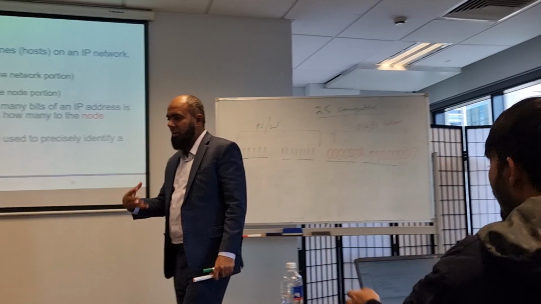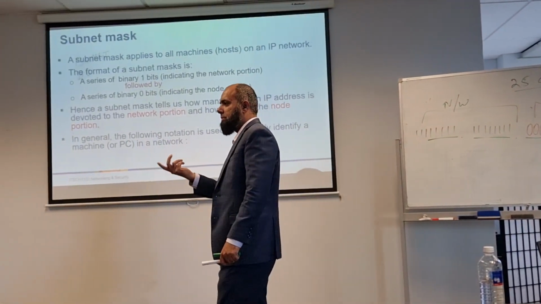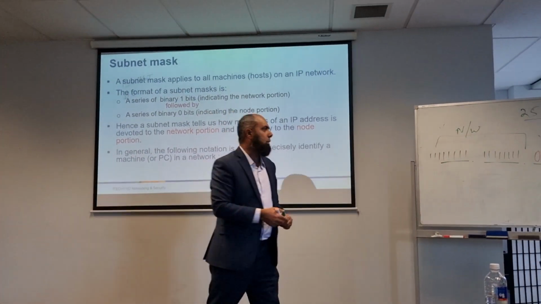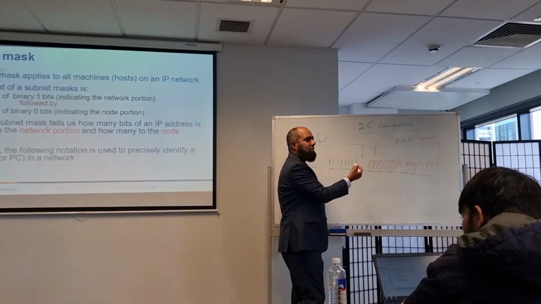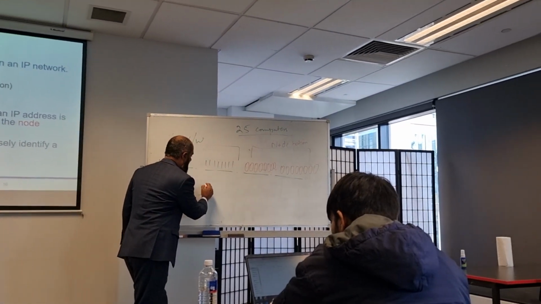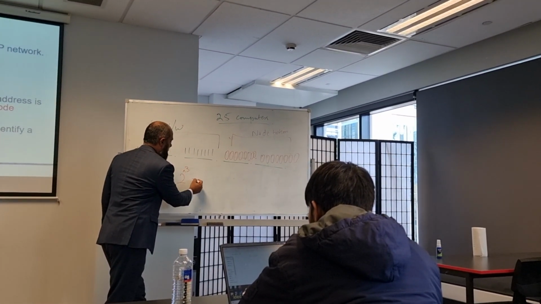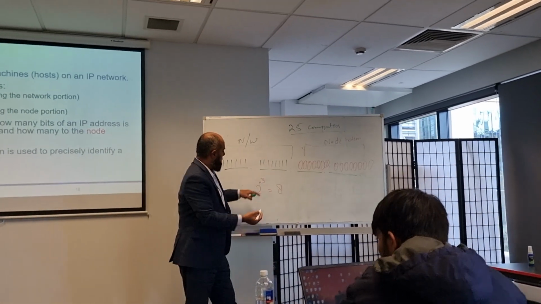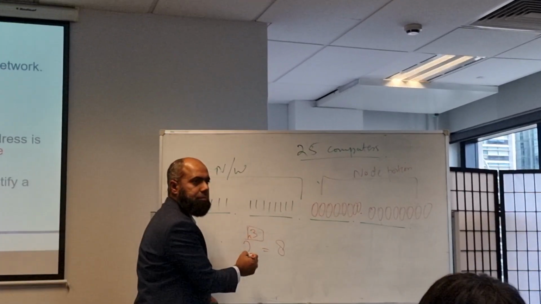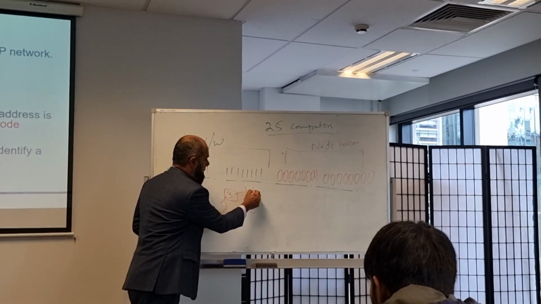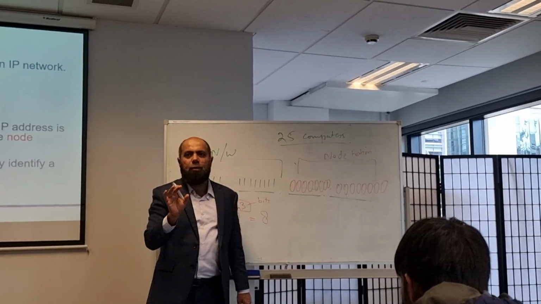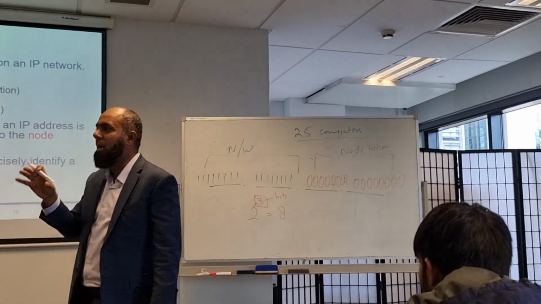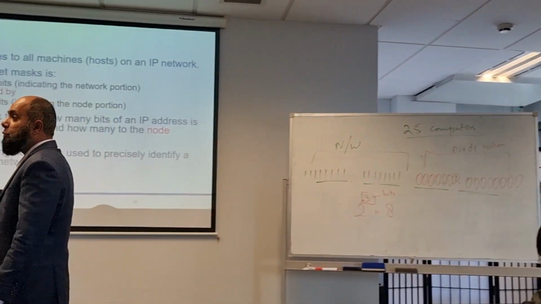Our computer works in which language? Binary. So let's say I want 25 computers. I say 2 power 3. What is 2 power 3? 8. So what does this 3 mean? 3 bits. It means that if I have 3 bits empty, I can make 8 computers with different IP addresses.